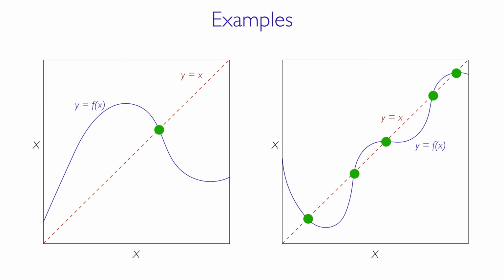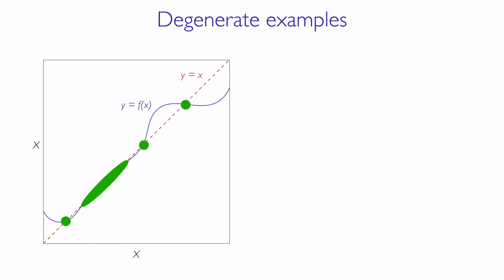Here we have another example in which the intersections, and therefore the fixed points, are 5. Notice that the number of fixed points is odd, as in the previous case. This is not always the case, as we will see later. Here we have a degenerate example in which the function f is equal to the line y equal to x for a continuum of points. The number of fixed points is not finite.